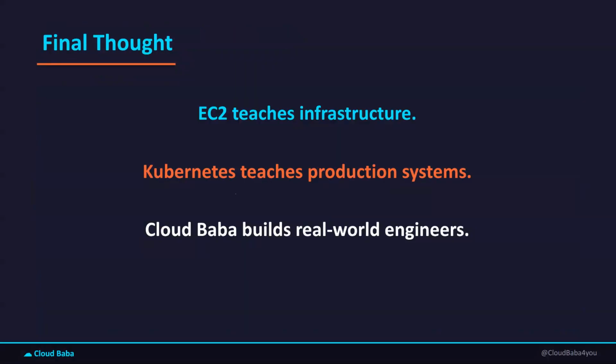So, final thought. EC2 teaches infrastructure. Kubernetes teaches production systems. Cloud builds real-world engineers.